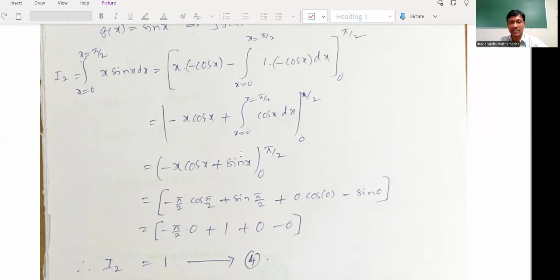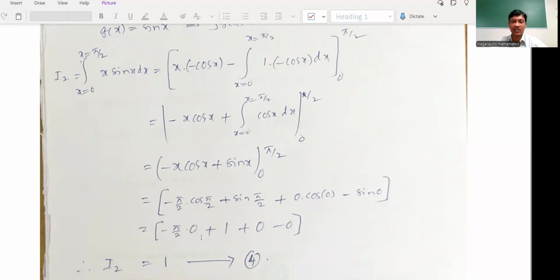Substitute upper limit minus lower limit. In place of x, substitute pi by 2: minus pi by 2 cos pi by 2 plus sin pi by 2, minus the lower limit: 0 into cos 0, minus sin 0. We know that cos pi by 2 is 0, so minus pi by 2 into 0 is 0. Sin pi by 2 is sin 90, which is 1. Then 0 into cos 0, where cos 0 is 1, is 0, and sin 0 is 0. So those terms are 0, and we get only 1. Therefore, I2 = 1.